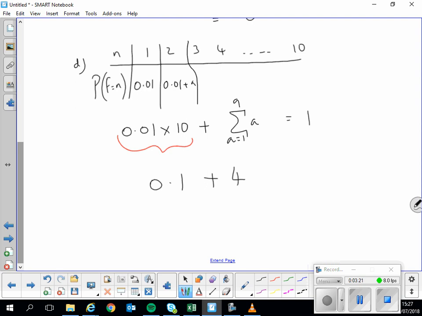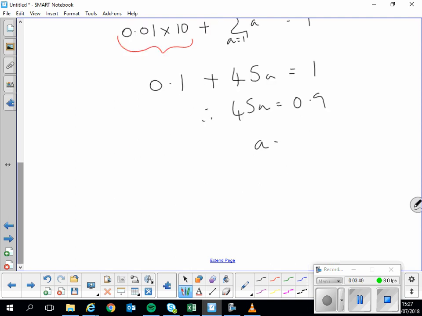So 0.1 plus 45a, that's 1a plus 2a plus 3a plus 4a and so on, is equal to 1. So therefore 45a is 0.9. So a is 0.9 divided by 45, which is 1/50th, or 0.02.